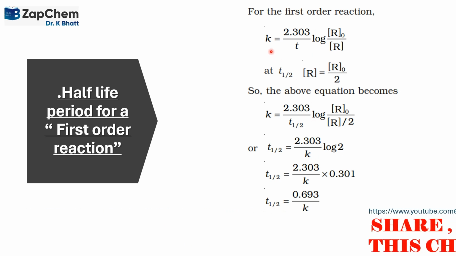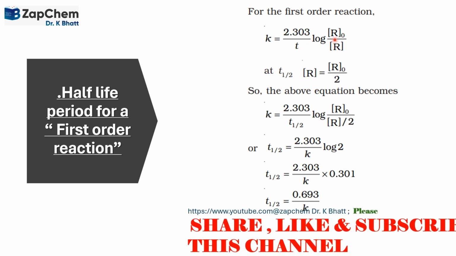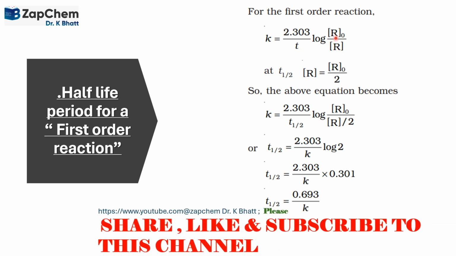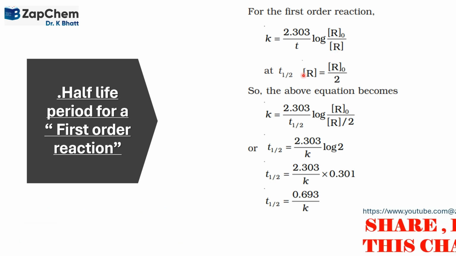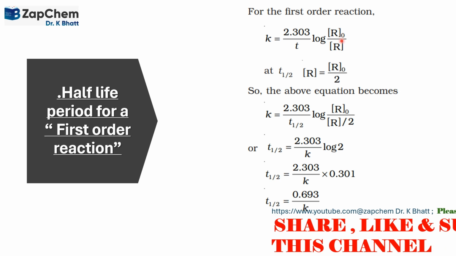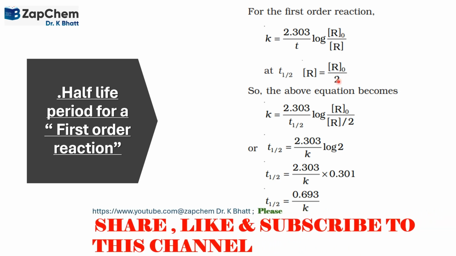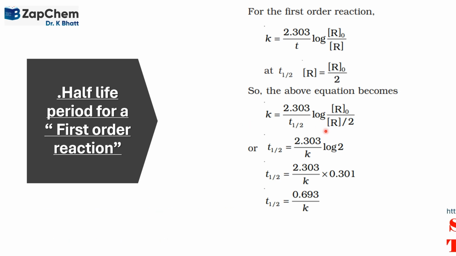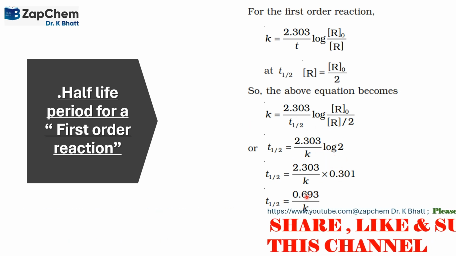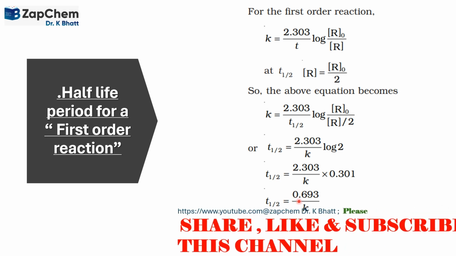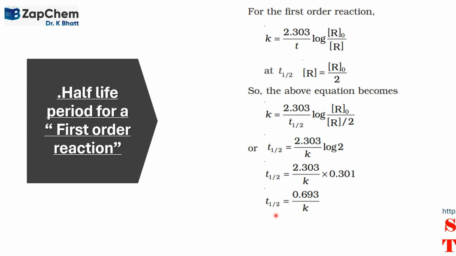We know the relation is k is equal to 2.303 by t log R naught upon R, where R naught is the initial concentration and R is the concentration at time t. At t half, the concentration will be R naught by 2. Half means आधा. And when we put the values here and calculate the value of log 2, you get this expression, that t half is 0.693 upon k.